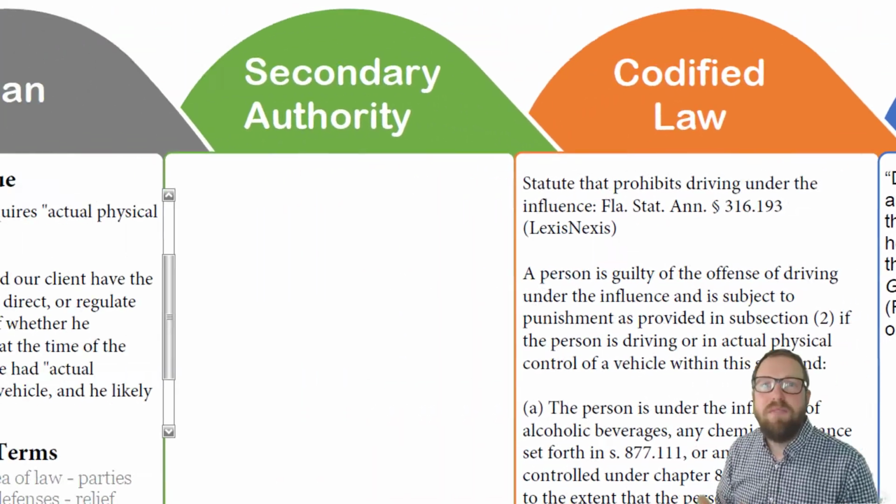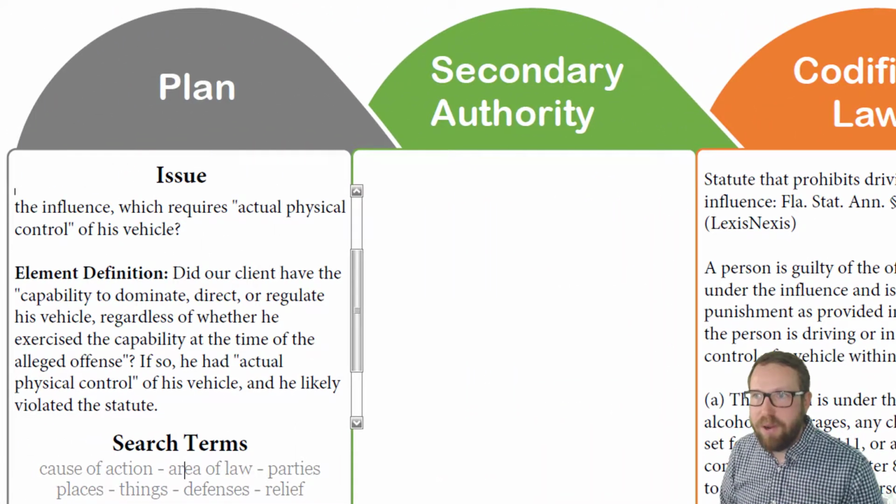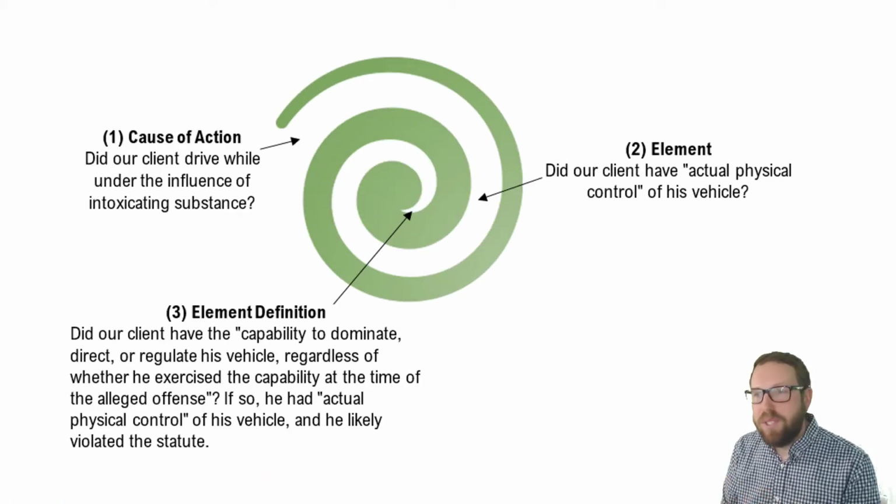So now the new refined question is whether our client, who was passed out in the passenger seat, but the car was running, had the capability to dominate, direct, or regulate the vehicle, regardless of whether he actually did or didn't. So now that's the new, most narrow issue, and we're probably not going to get any more narrow than that. We're going to look for cases that help us understand what the capability to dominate, direct, or regulate the vehicle looks like in real life, and then that's what we will tell our reader about.